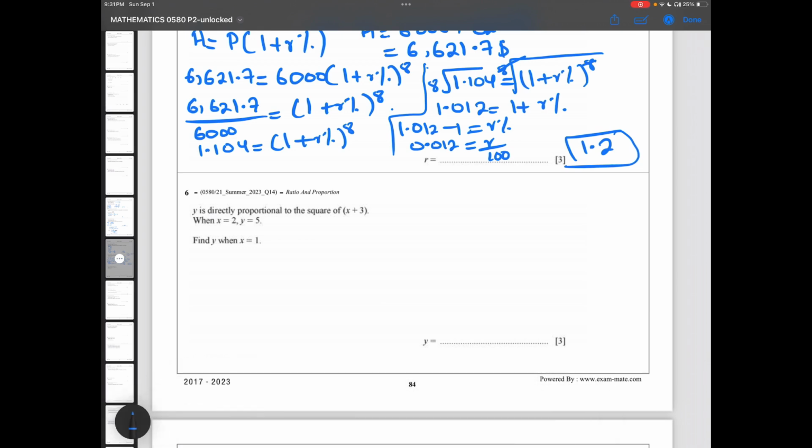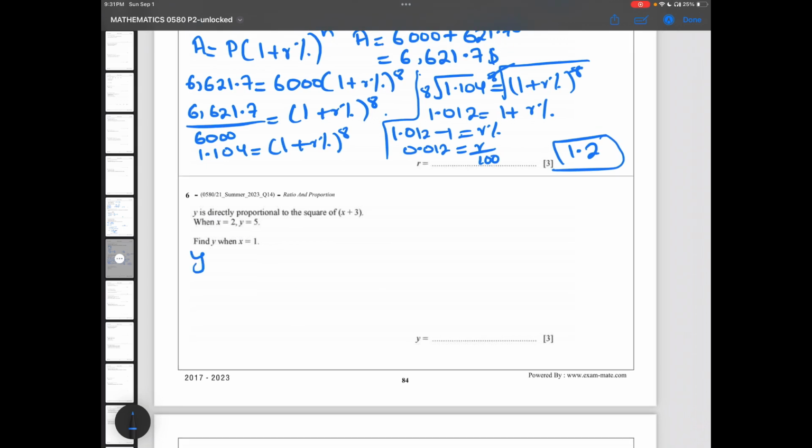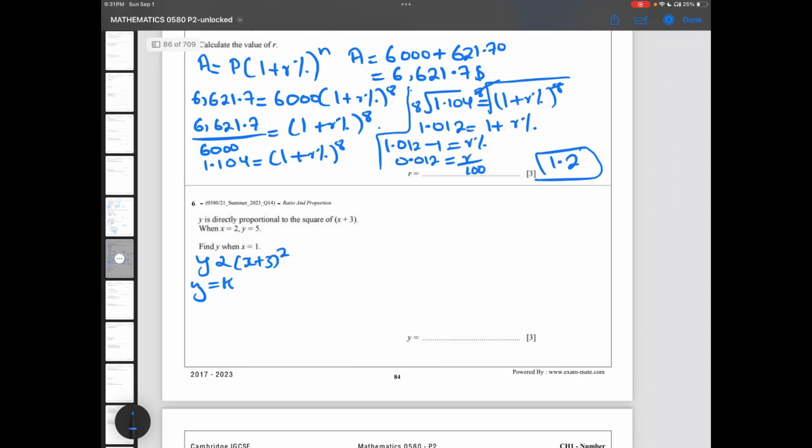So y is directly proportional to the square of x plus 3. It means y is directly proportional to (x plus 3) whole square. So when we remove this proportional sign, we put an equal sign and then k, a constant, gets multiplied with the second term that is directly proportional, and over here that is the square of x plus 3. So now in the question we have been given that x is 2 and y is 5.